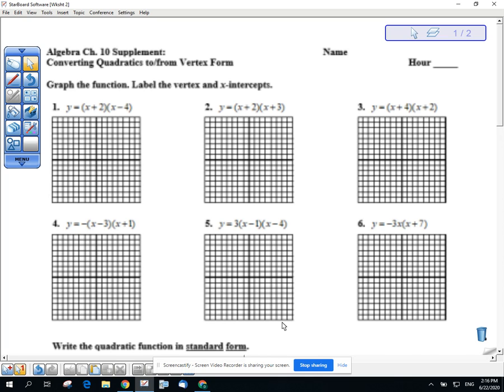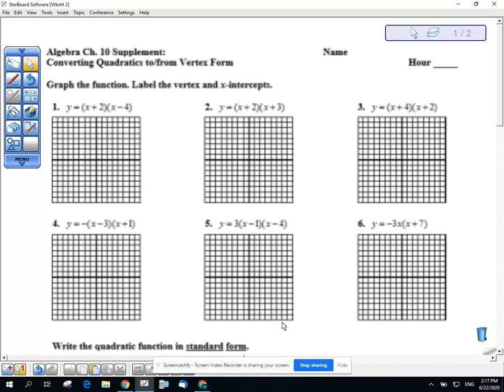Algebra 1, post-chapter 10 worksheet, day 2. Again, what you should do is download this from my website and practice along with me. I'm going to partially fill it out, and your homework is to completely fill it out, do the problems that I did not. You should remember from chapter 10 that we have something that you could call factored form.